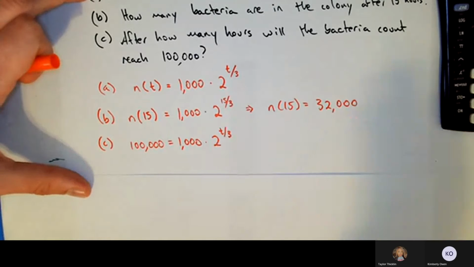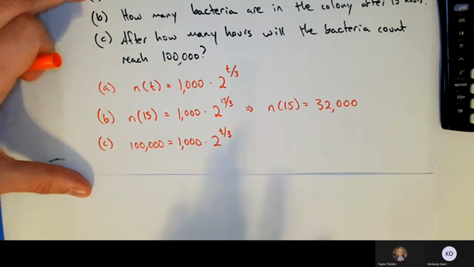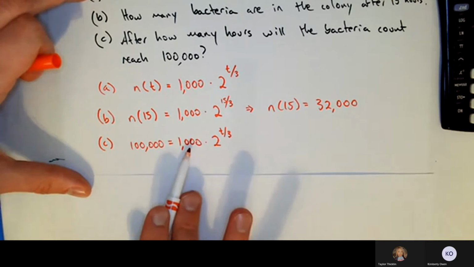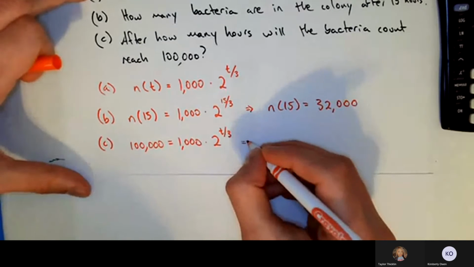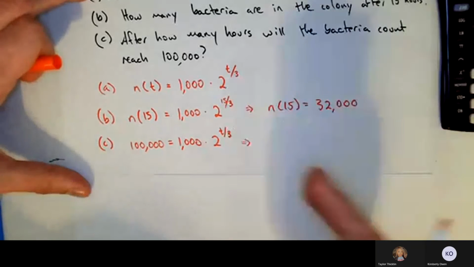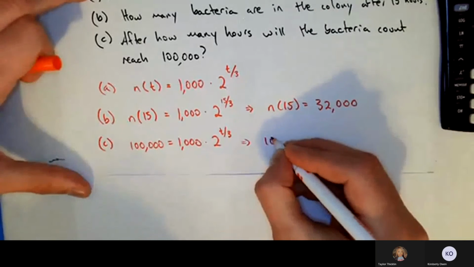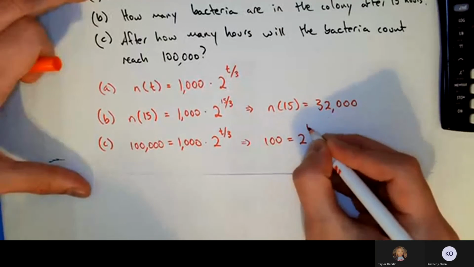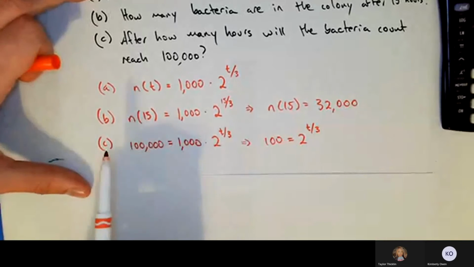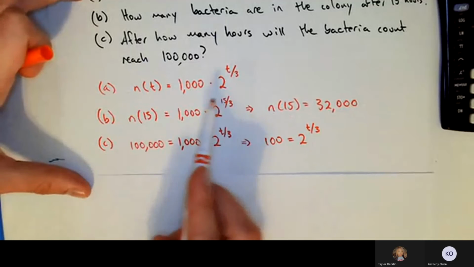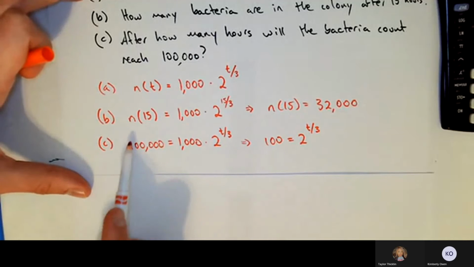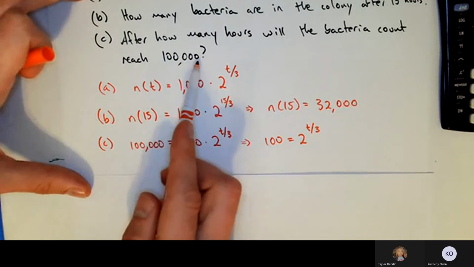So now I have an exponential equation, right? Just like section 4.5, I need to solve this. The first thing I do is get anything attached to it away from it. So I'll divide by 1,000 on both sides. So 100,000 divided by 1,000 will end up being 100. So again, from this formula, for part C, I'm replacing the output of the function with 100,000 because they gave me that output.